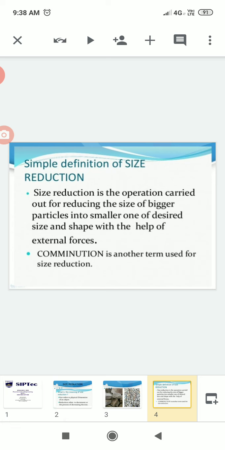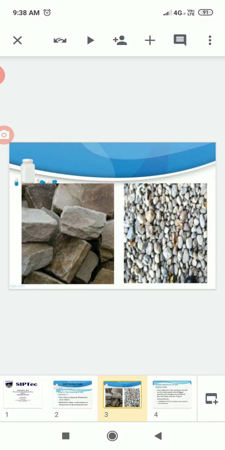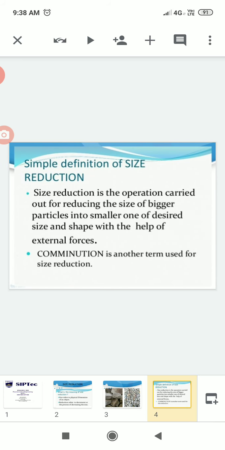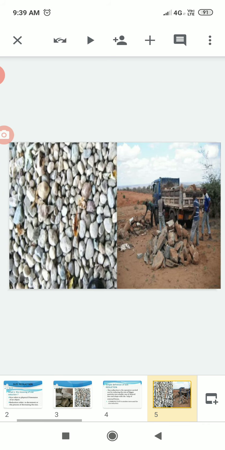If we talk about the simple definition, size reduction is the operation carried out for reducing the size of bigger particles into smaller ones of desired size and shape with the help of external forces. See, this is a large particle and it comes into the smaller one, right? And comminution is another term that is used for size reduction. See, this is also one diagram that is showing the size reduction.